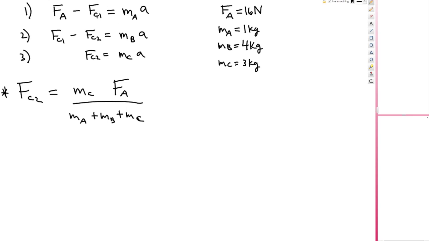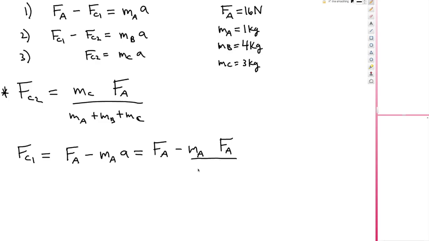The other one we wanted was the contact force, and I'll go ahead and use equation 1 since I know everything else in this expression. I know the applied force, I know the acceleration. I can just isolate, right? So what we get is the contact force FC1 simply equal to the applied force minus MA times our acceleration. You could simplify this expression a little bit more. So this is FA minus MA, and the acceleration, again, I'll just substitute our expression, was the applied force divided by the total mass, which is MA plus MB plus MC.